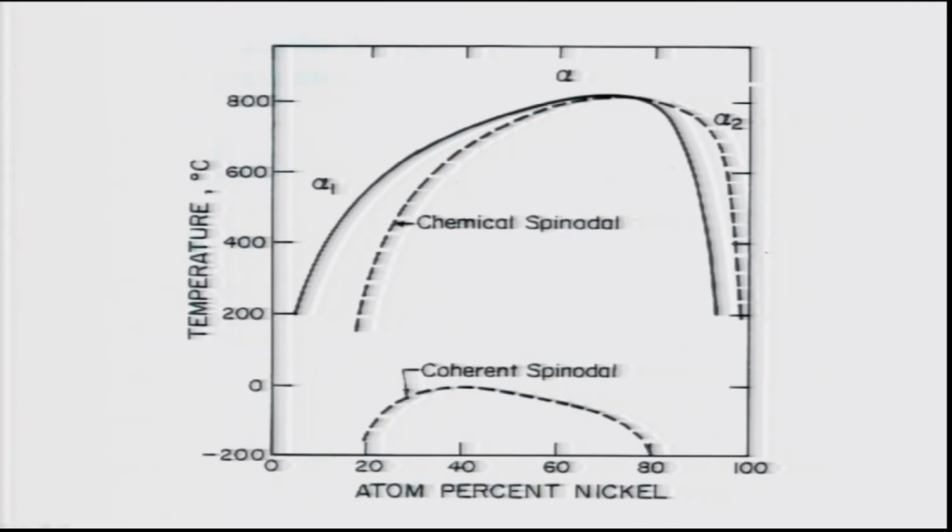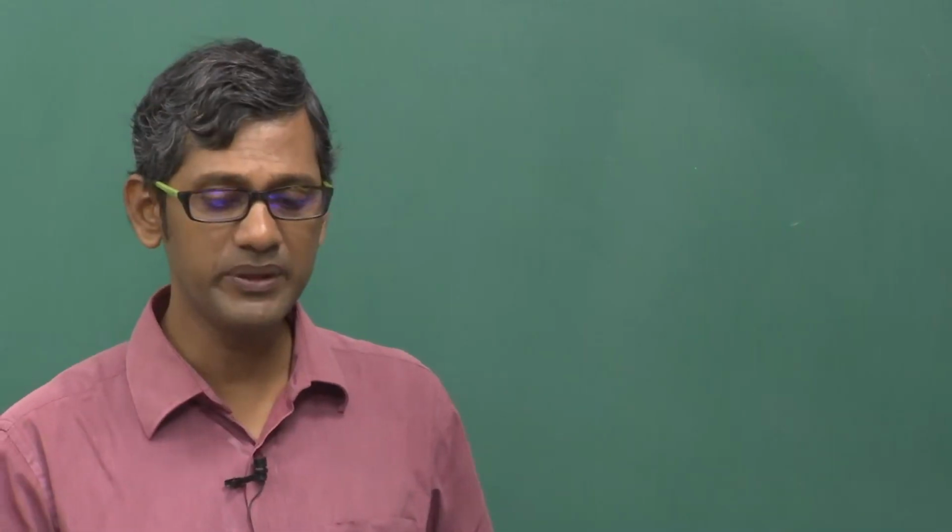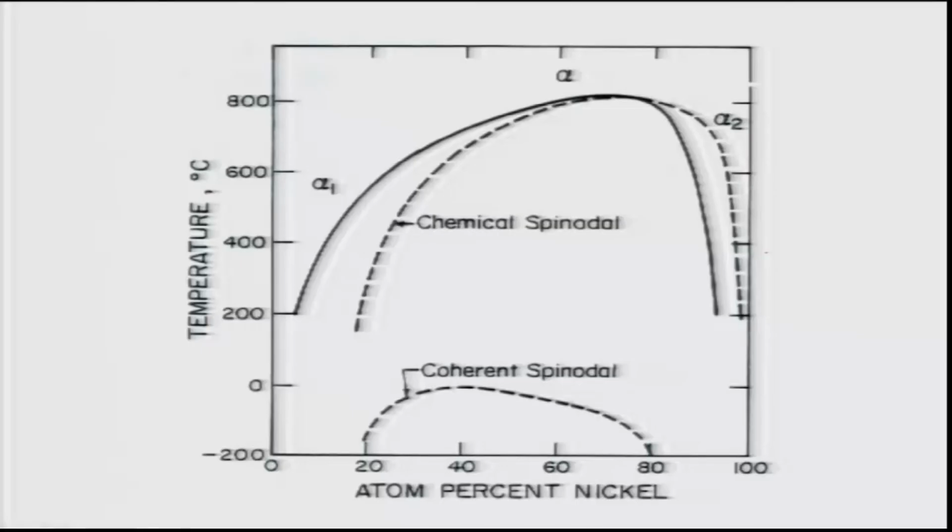Now before I go to the kinetics of these transformations, let me show you a few of these important phase diagrams and microstructures in the next 4-5 minutes. This is, I think, the phase diagram between nickel and cobalt. As you see here, there is a chemical spinodal here, and the alpha is going to transform into alpha 1 and alpha 2, and there is a coherent spinodal which we will discuss later, maybe next class. That is how the phase diagram looks.